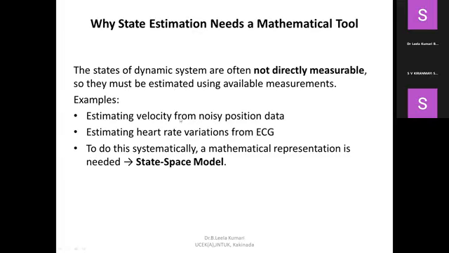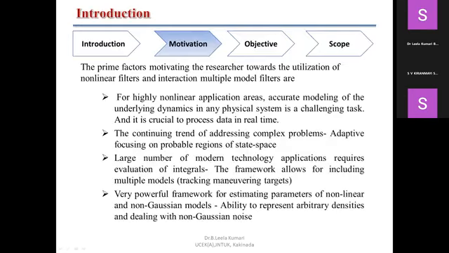Kalman filtering can be done through a specific theory, which is known as state estimation theory. And state estimation requires a mathematical tool, which is a state space model. The state space model is a tool in order to measure the state estimations. So in order to perform the state estimation, we require a mathematical tool.